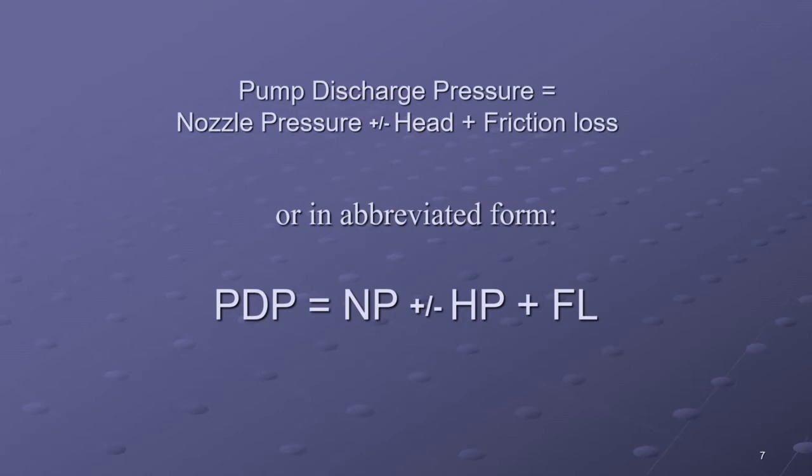The hydraulics formula is pump discharge pressure equals nozzle pressure plus or minus head pressure plus friction loss. It's abbreviated PDP equals NP plus or minus HP plus FL. All right.